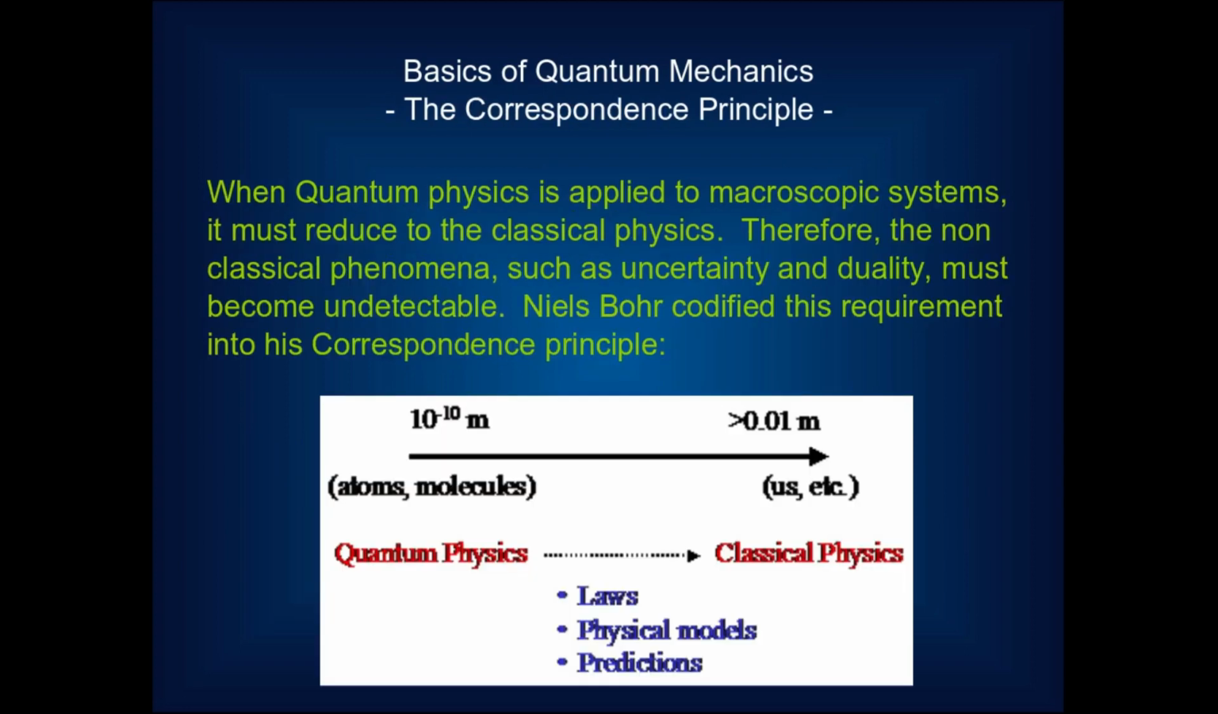The second principle is the correspondence principle. When quantum physics is applied to a macroscopic system, it must reduce to classical physics. Therefore, non-classical phenomena such as uncertainty and duality must become undetectable in the macroscopic system. Niels Bohr codified this requirement into the correspondence principle, which is shown in this diagram.